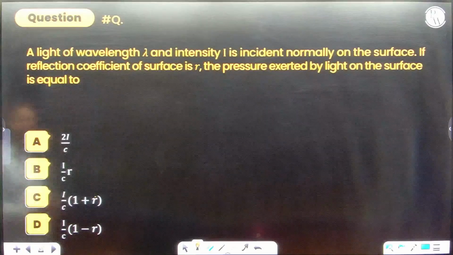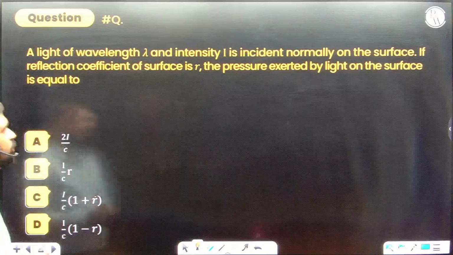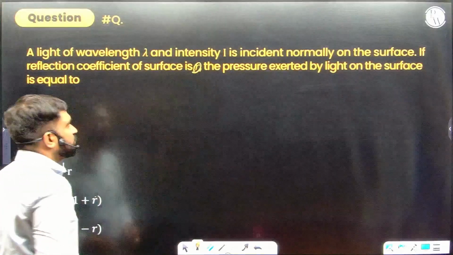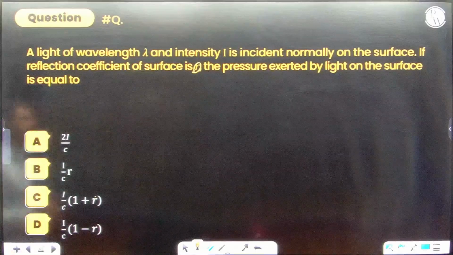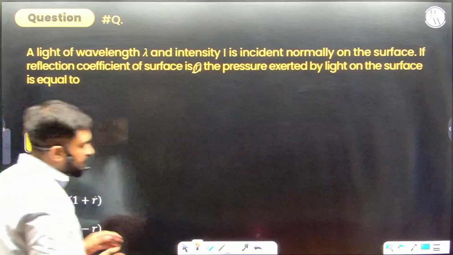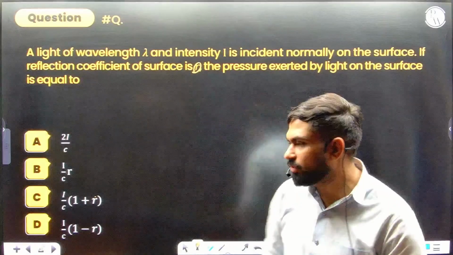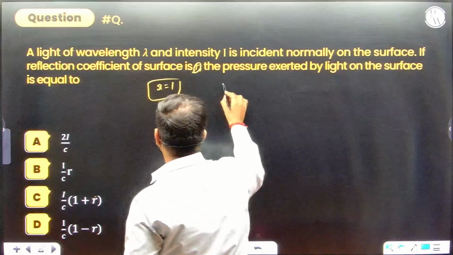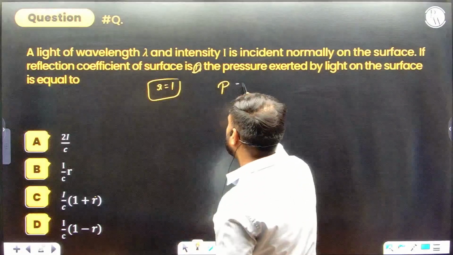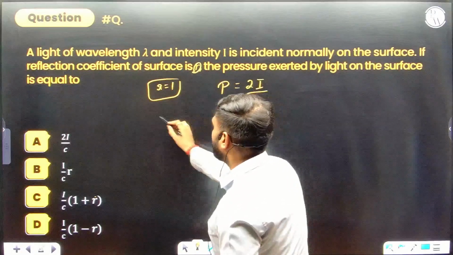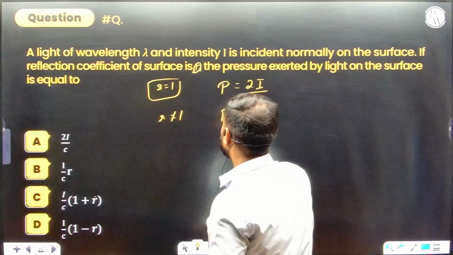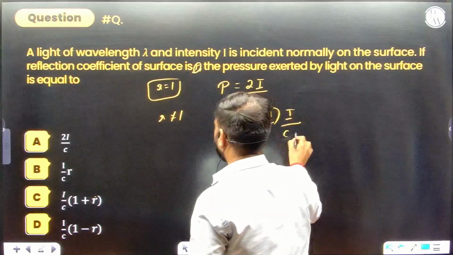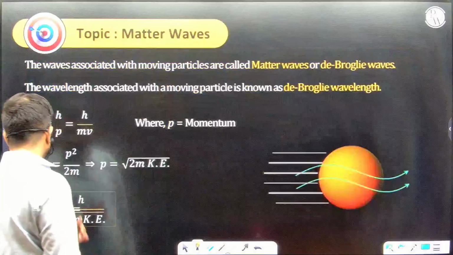Check it out. The light of wavelength lambda and intensity I is incident normally on the surface. If the reflection coefficient is R, the pressure exerted by the light on the surface. Now see, here the change in momentum will be in terms of R. If it was completely reflected, then the change in momentum was 2 mv, so radiation pressure was 2I by c. But if R is something else, then the radiation pressure will be 1 plus R into I by c. Okay, so it will be 1 plus R.